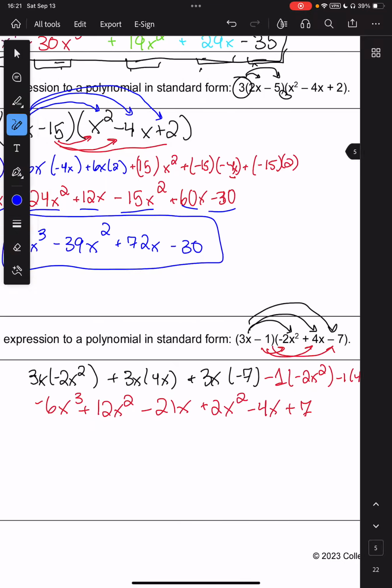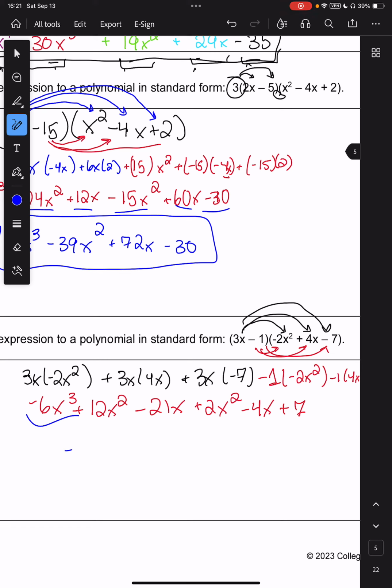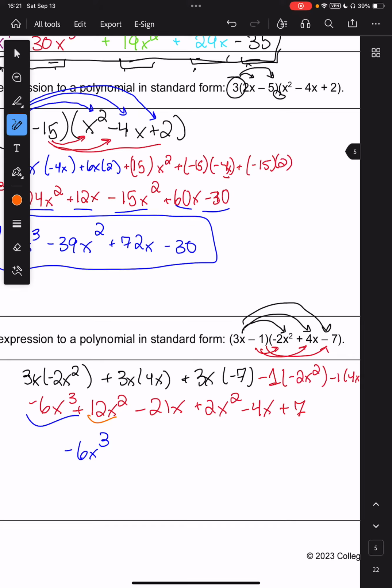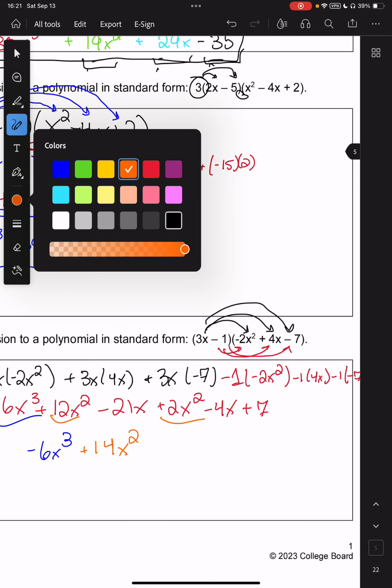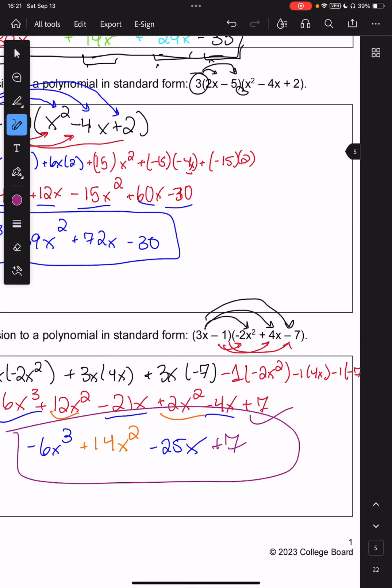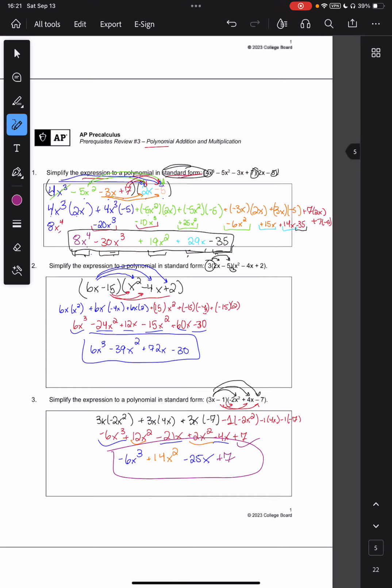And now we combine our terms. Negative 6x cubed, there's no other x cubes, so it stays as negative 6x cubed. Then we're going to combine our 2x squared and our 12x squared, becomes 14x squared. Our negative 21x and our negative 4x becomes negative 25x. And then our 7 term doesn't combine with anything, so we're just left with 7. So our answer is negative 6x cubed plus 14x squared minus 25x plus 7. And that's our last one in standard form.